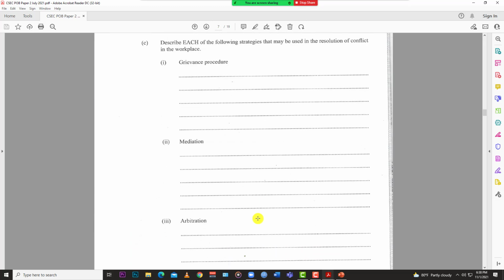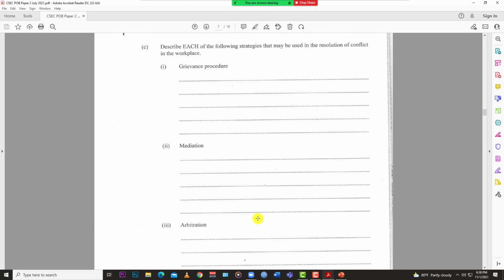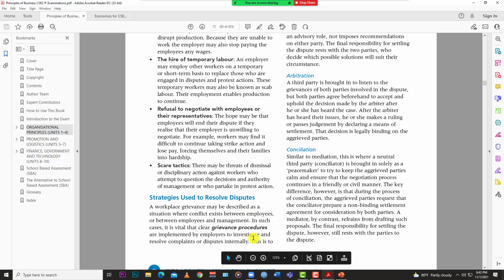Next question. Describe each of the following strategies that may be used in the resolution of conflict in the workplace. Grievance procedures are implemented by employers to investigate and resolve complaints or disputes internally. So all of the going back and asking, that's part of the investigation process. And the main reason why you're investigating is so that you can resolve the complaint or the dispute internally.